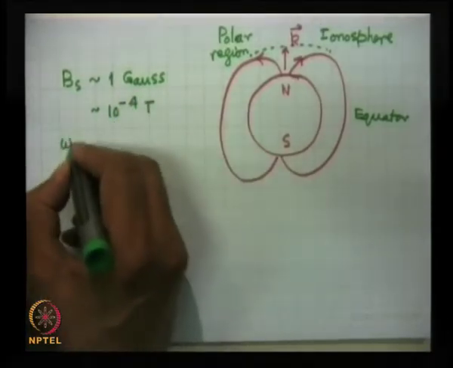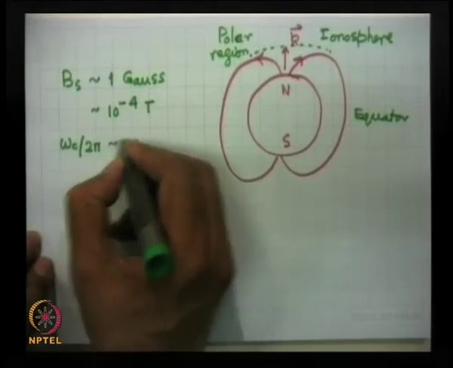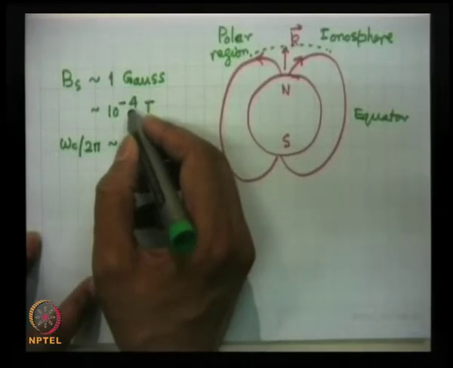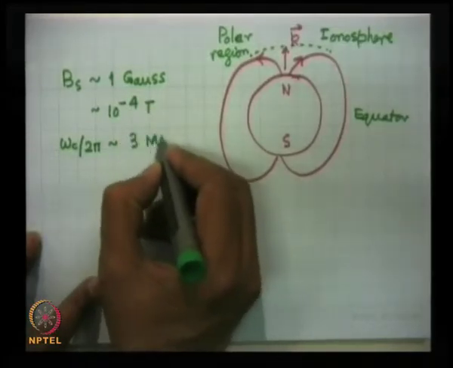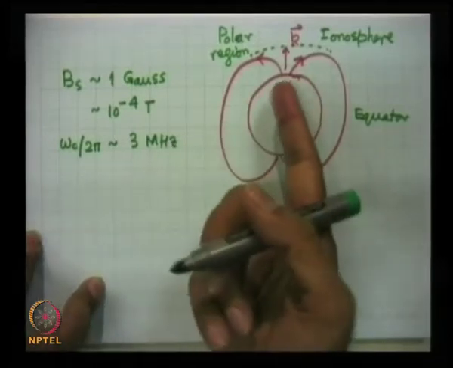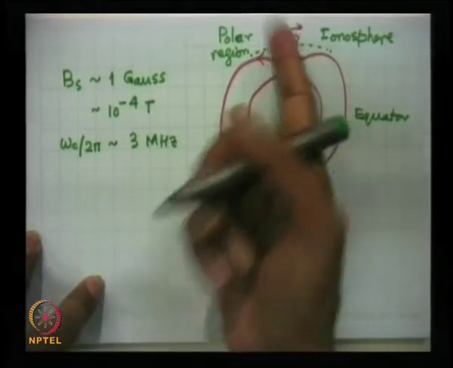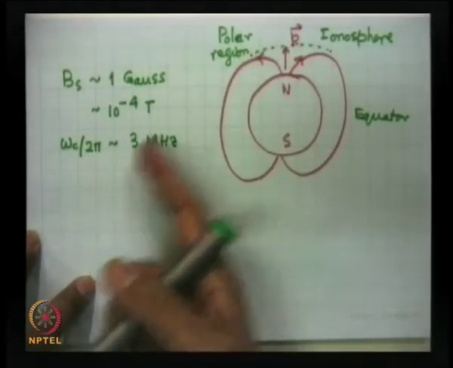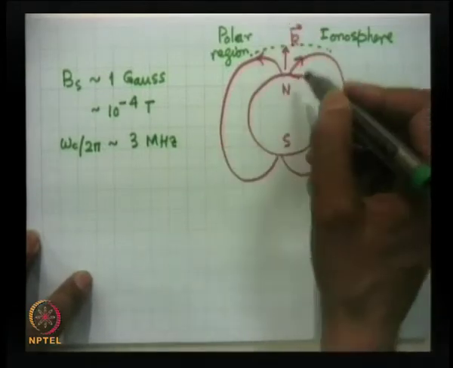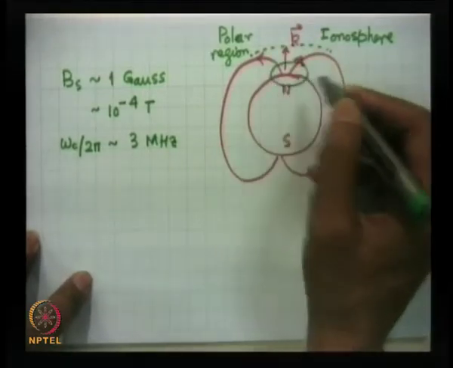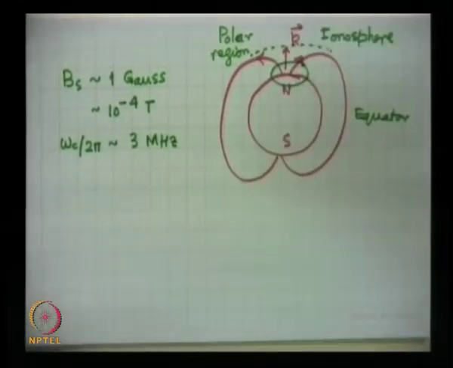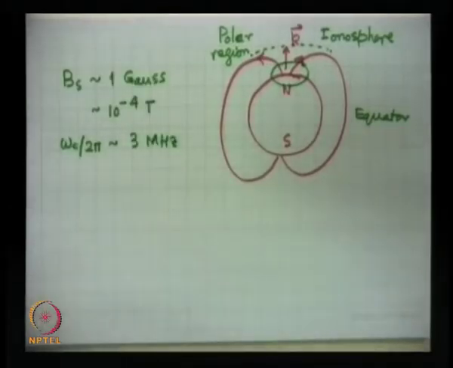So omega c upon 2 pi will correspond to 30 gigahertz into 10 to minus 4, which is like 3 megahertz. So if you are launching a wave of about 3 megahertz, it will meet a cyclotron resonance in the polar region, or slightly lower frequency because magnetic field will maybe slightly less. So if you are in this region, if you are having a transmitter somewhere here and launching a wave vertically upwards, then you can heat the plasma via cyclotron resonance heating, ionospheric plasma.